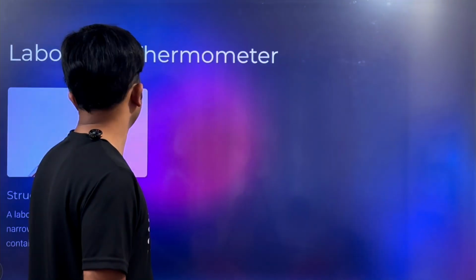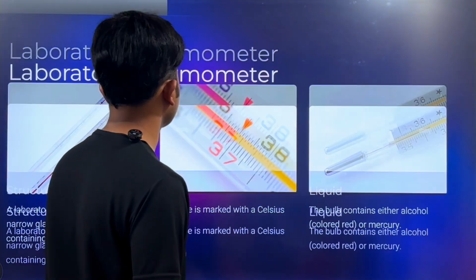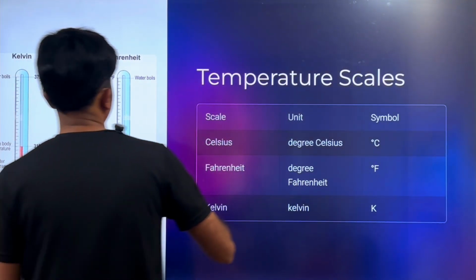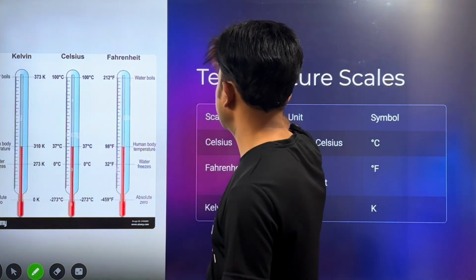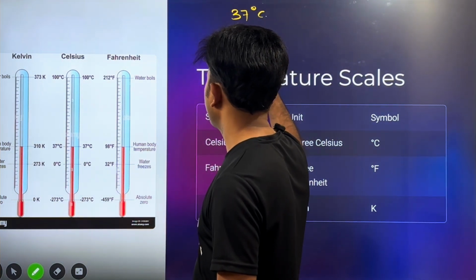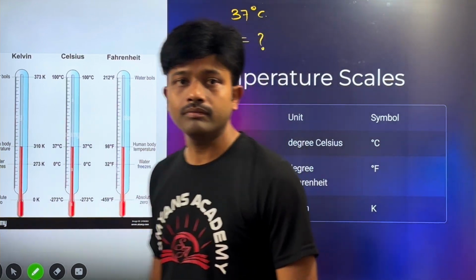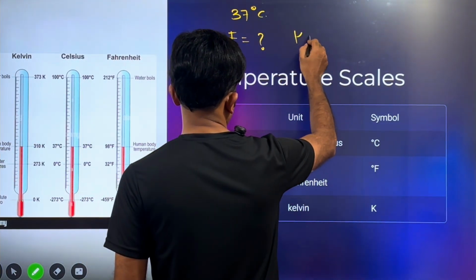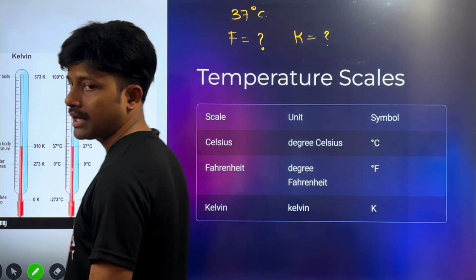Here we have some values. Let us say your body temperature is 37 degrees Celsius. Then how do you convert it into the Fahrenheit scale? Do you have any formula? Yes. And how do you convert into Kelvin? 37 degrees Celsius, how do we convert it into Kelvin?